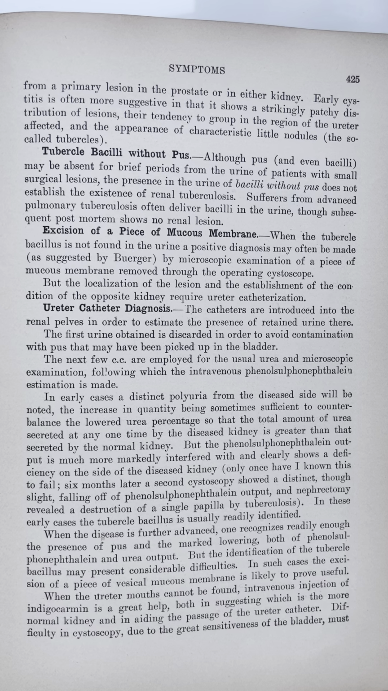Excision of a piece of mucous membrane. When the tubercle bacillus is not found in the urine, a positive diagnosis may often be made, as suggested by Berger, by microscopic examination of a piece of mucous membrane removed through the operating cystoscope. But the localization of the lesion and the establishment of the condition of the opposite kidney require ureter catheterization.